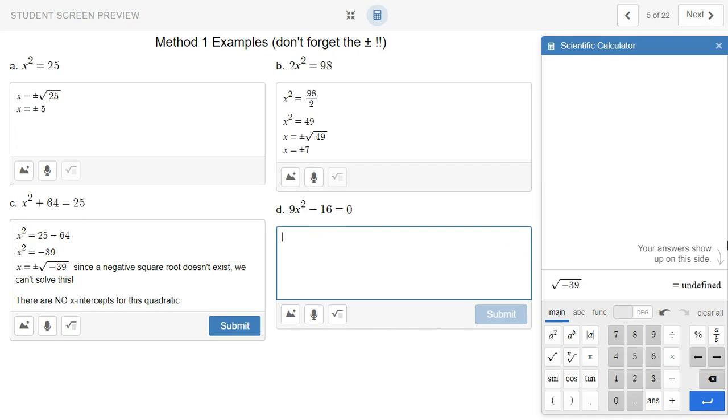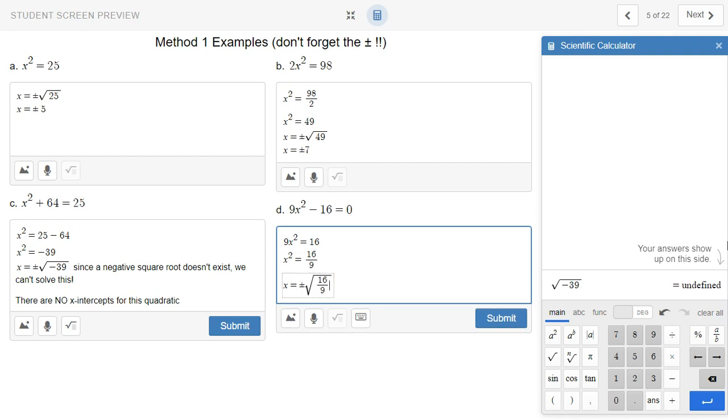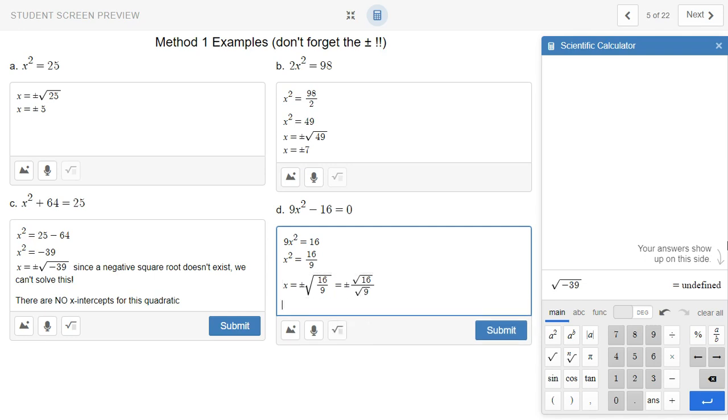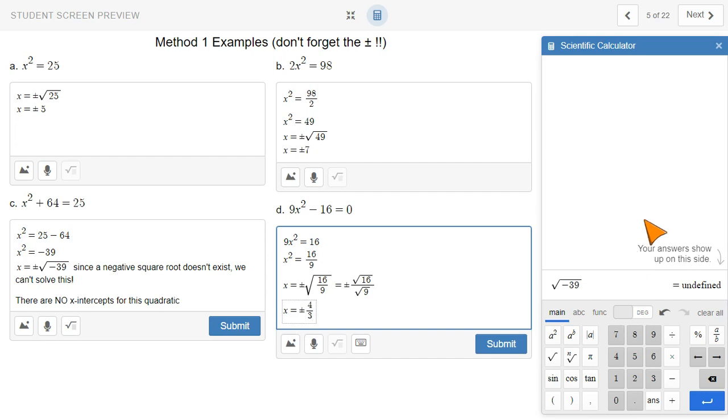Okay, let's try this example. We're going to do more algebra. X squared is equal to positive 16 over 9. X is equal to plus or minus square root of 16 over 9. And you can always consider the square root of a fraction as square root of the top and square root of the bottom. So we have x is equal to plus or minus 4 over 3.